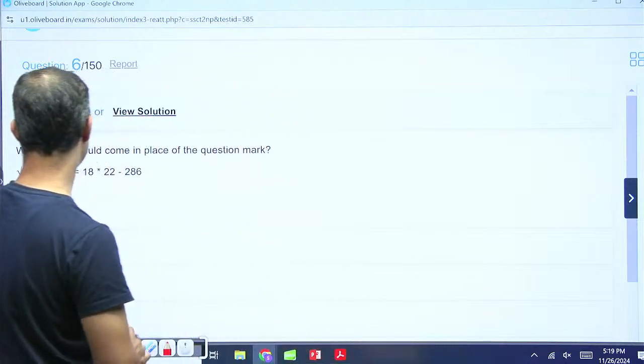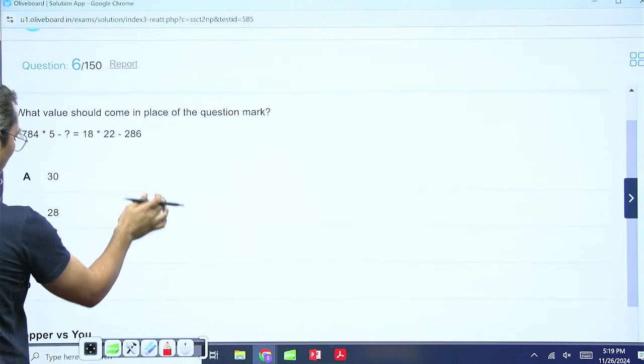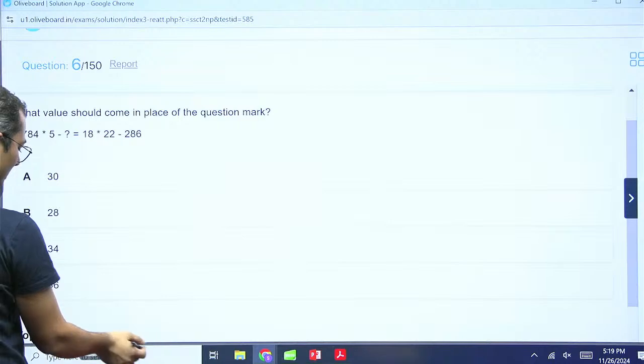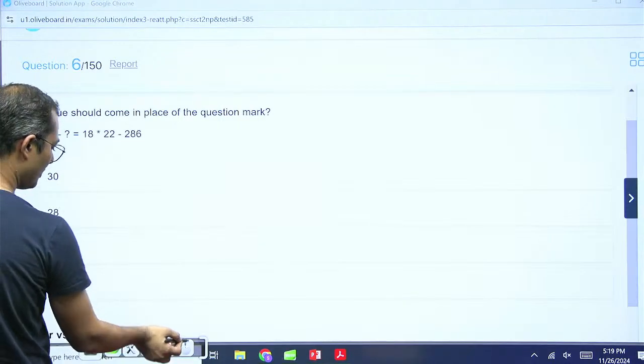Tell me what is the answer for this question. Again, a very easy question. This is a question of simplification. You can check it.